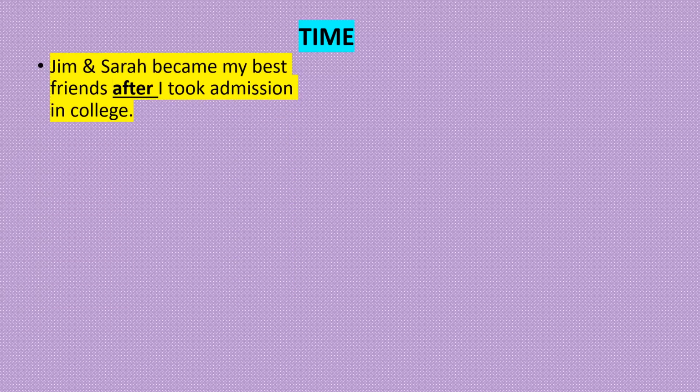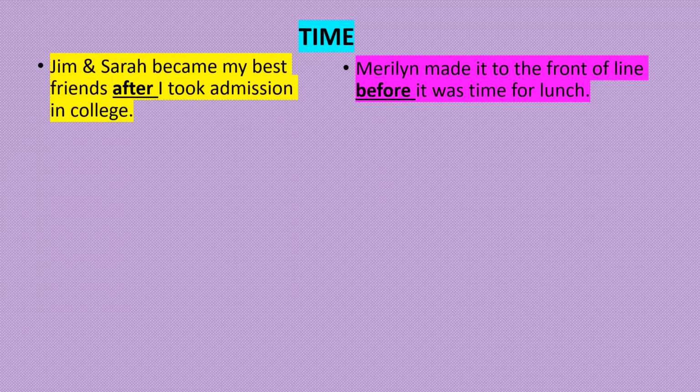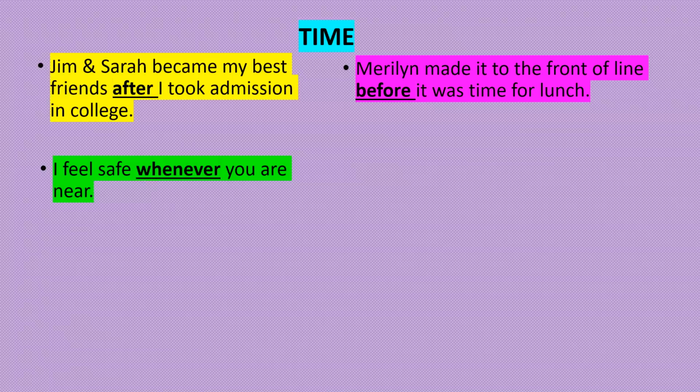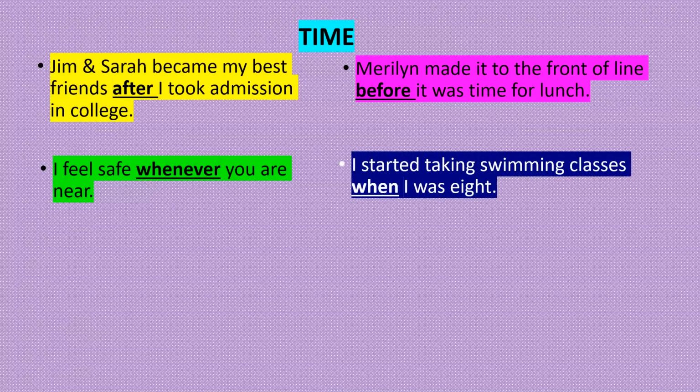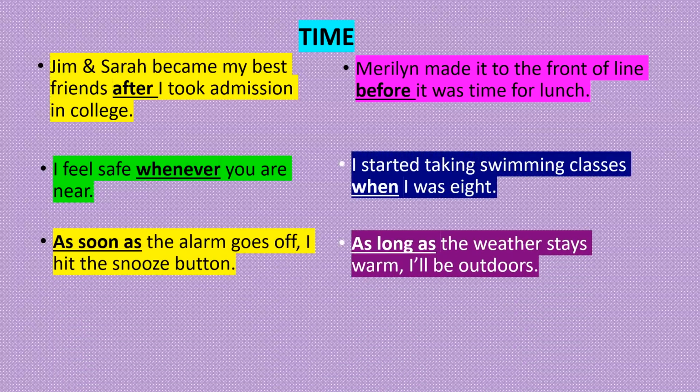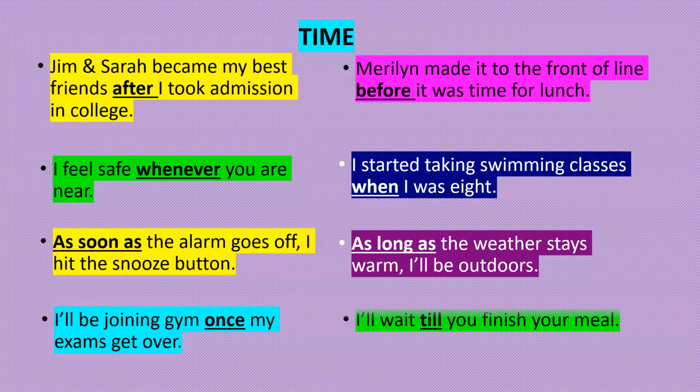Now let's segregate it. Talking about segregating the conjunctions in time, these connect the two clauses together by showing a time relationship between the two of them. The first is after. Jim and Sarah became my best friends after I took admission in college. Before. Marilyn made it to the front of line before it was time for lunch.